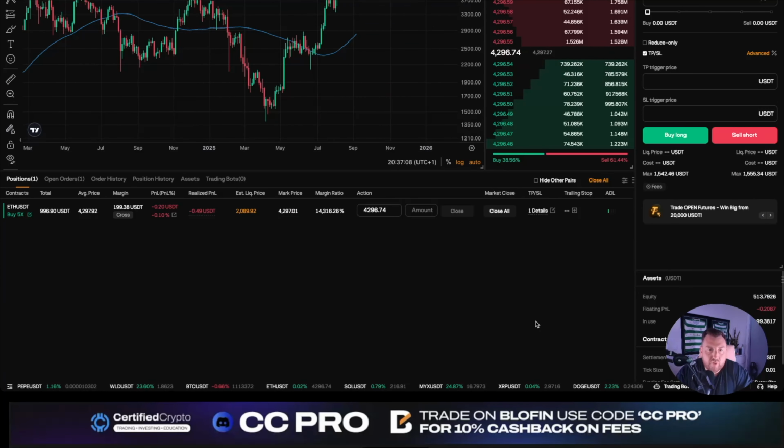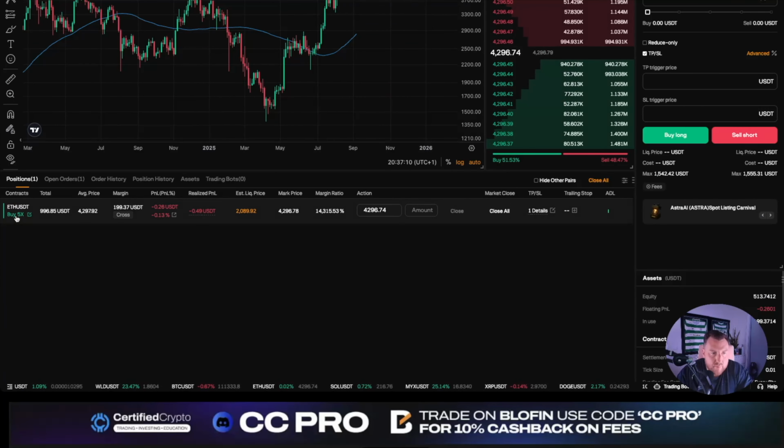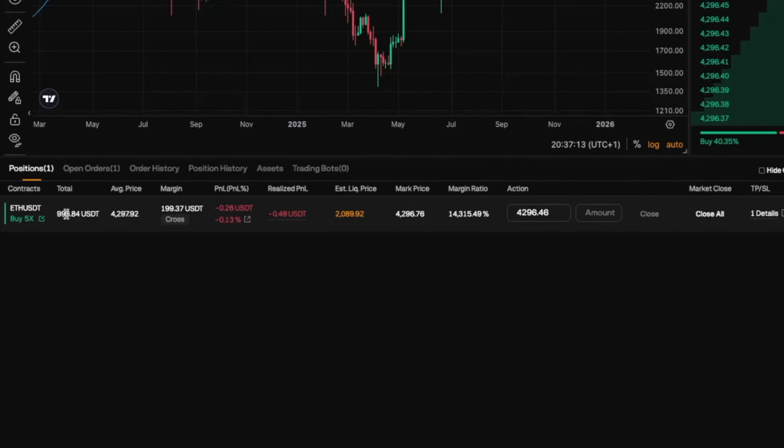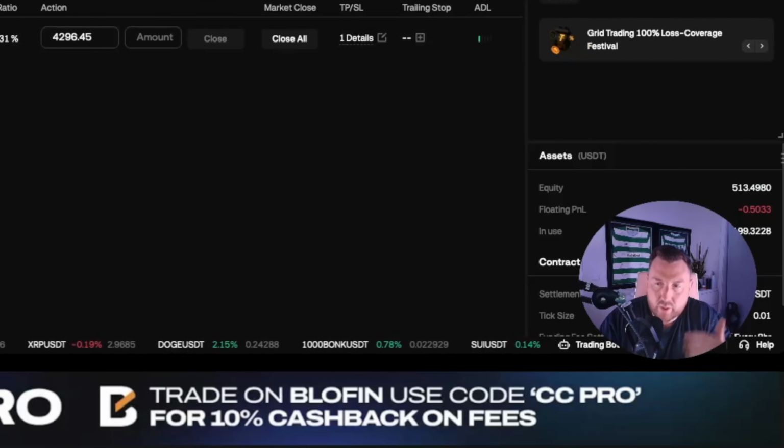Okay, so now we've got our trade open. You can see Ethereum, 5x leverage, just under $1,000. Average price, so this is our entry price. This is what we bought Ethereum at, which is 4297. We spent $200 on the trade, and we've got our P&L percentage. We've also got our liquidation price, and down here we have our overall equity and P&L.